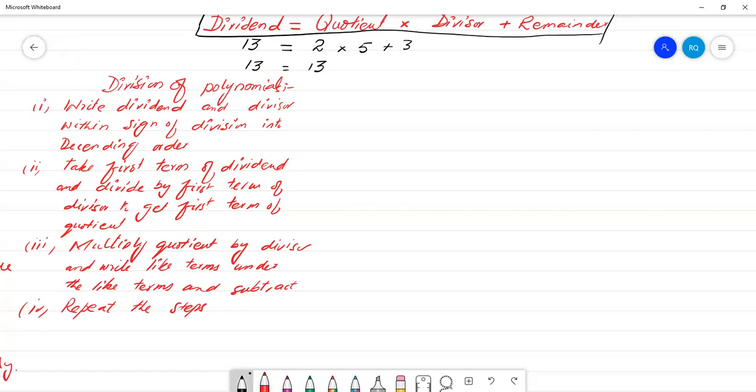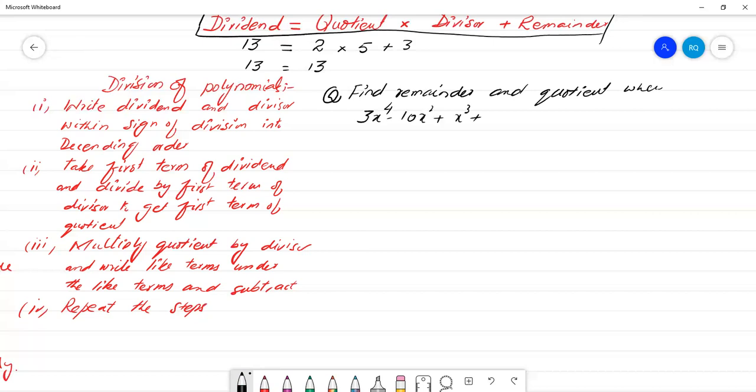So the question will be just like this one. Find the remainder and quotient when 3x raised to power 4 minus 10x square plus x cube plus 13x is divided by 1 plus x square minus 3x.